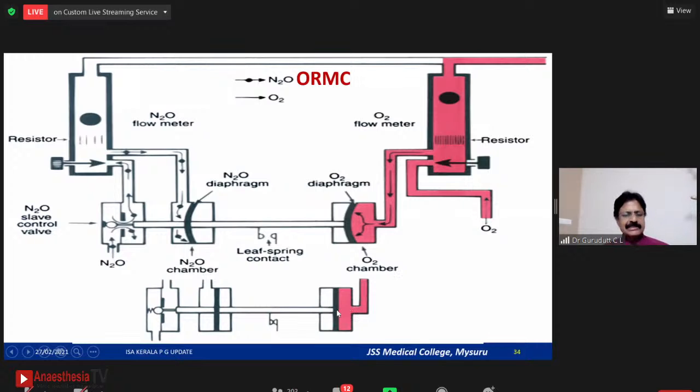Now here in this picture diagram, you can see we have stopped oxygen flow. Because we have stopped oxygen flow, the nitrous oxide slave control valve is completely closed, because the shaft has moved towards the oxygen side, so no more nitrous oxide can flow.